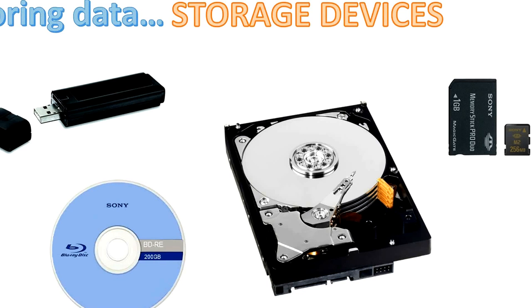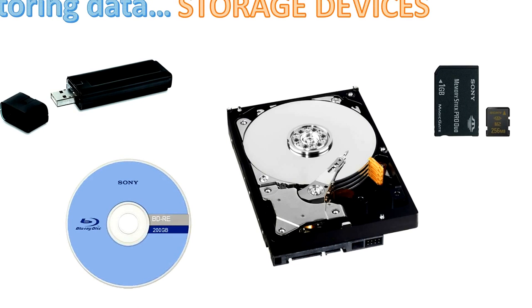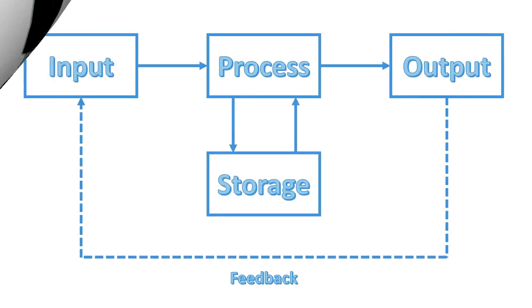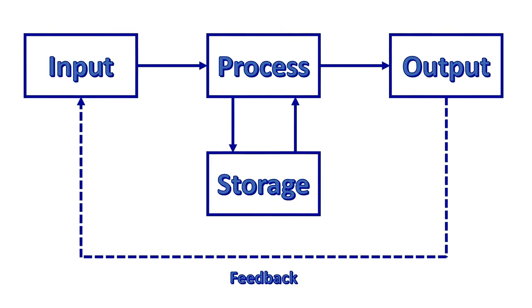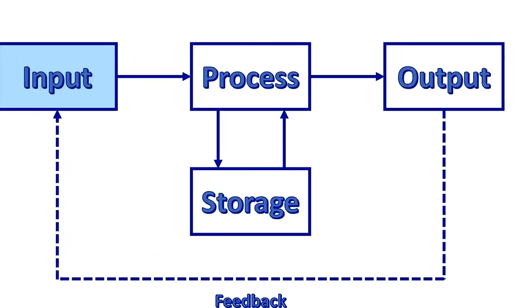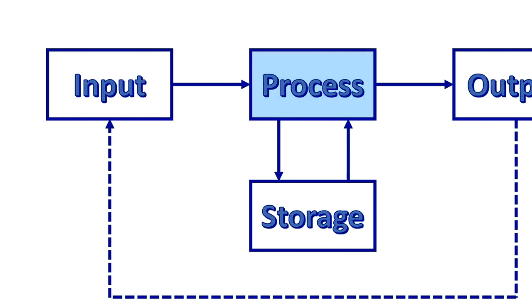Okay? Right, so we've looked at inputs, outputs, and storage. So how does it all fit in? Well, here is a little diagram which you're going to need to learn. Okay? Data goes into our input section, and that happens via a mouse or a sensor or any kind of input device. The data is then processed.